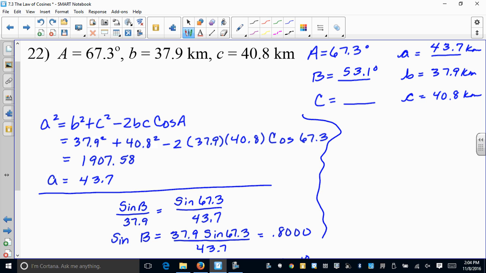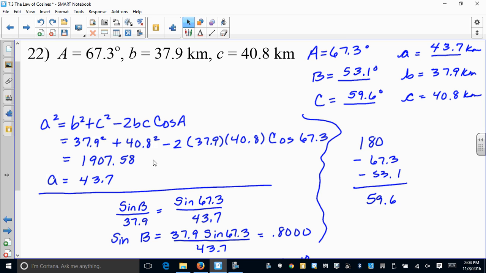And now we can just use what we know about geometry. Angle C is going to be 180 minus the 67.3 minus the 53.1, which gives us an angle of 59.6. Again, we can double check smallest side, smallest angle, largest side, largest angle, that our answers are reasonable. Okay, so at this point, we're going to cut it off for part 1, and we'll get part 2 soon.